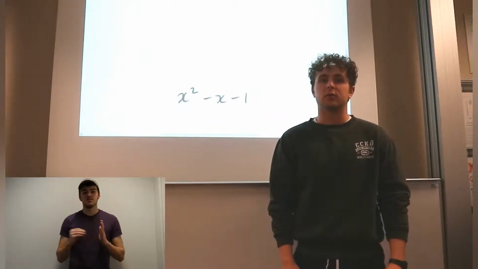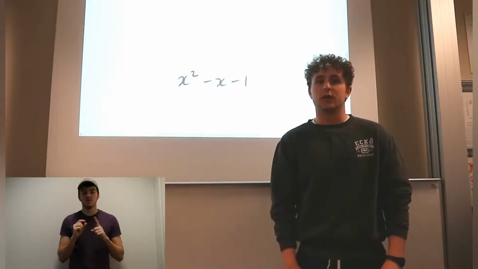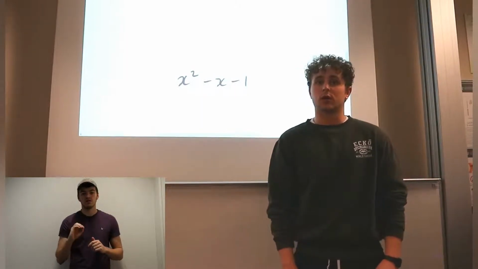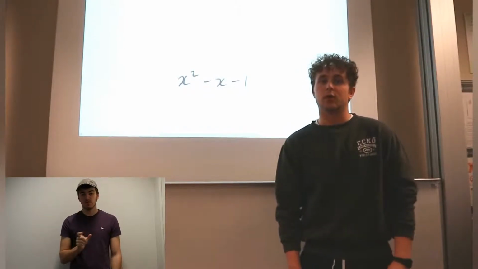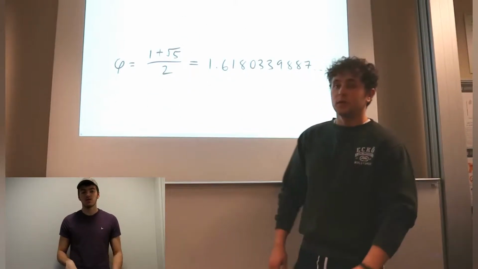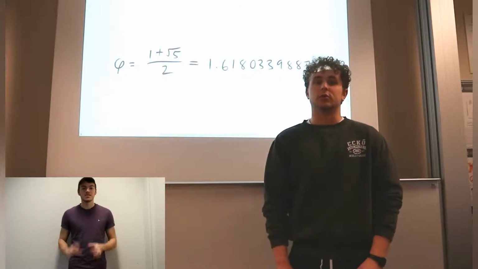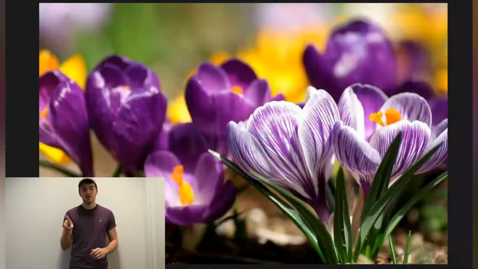This is an irrational number, a number with infinitely many decimal places. It is also a solution to the quadratic equation x squared minus x minus 1 and can be represented by the surd. The golden ratio is also linked closely to the Fibonacci sequence, which is mentioned later on in the video.